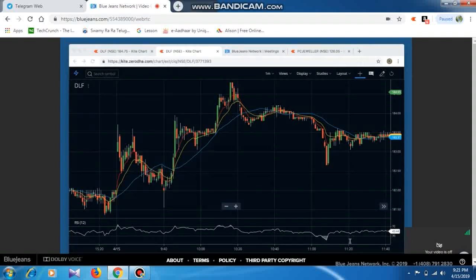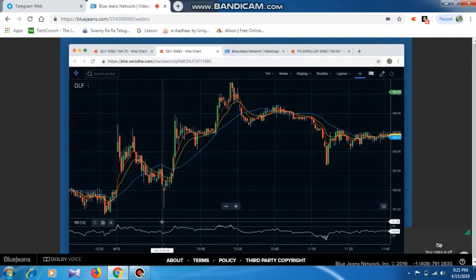Oversold is 30. I'll write it down for once. Period is 12. Overbought is 70 and oversold is 30. No more confusion in this, and do not ask for this again. It's very clear. So you can see the stock movement of today.